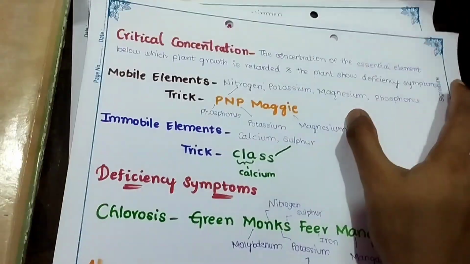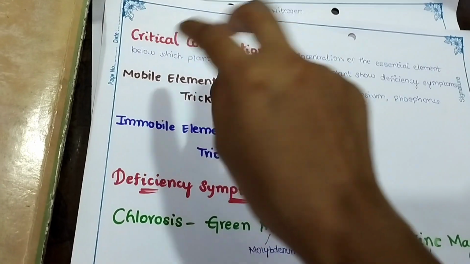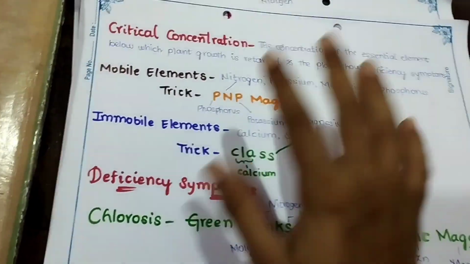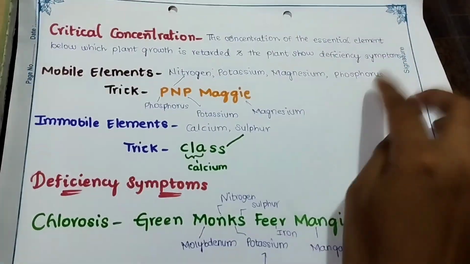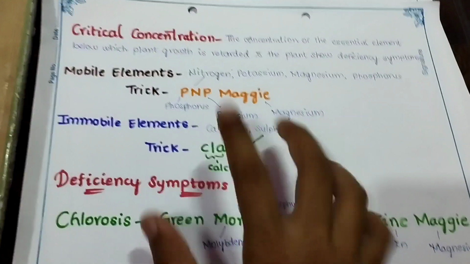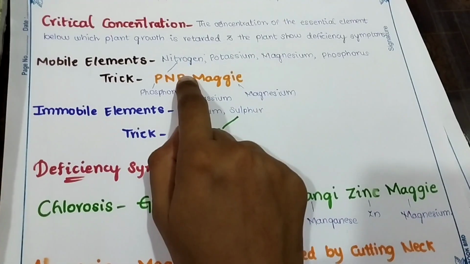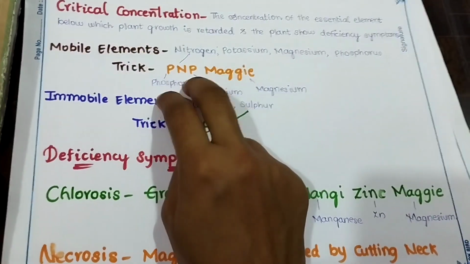Based on the mobility, the elements are classified as mobile elements and immobile elements. Mobile elements are the elements which are transported from senescent parts to young parts. Four examples are given in NCERT for mobile elements. Those are nitrogen, potassium, magnesium and phosphorus. Trick to remember, these elements are PNP Maggie. You'll come across PNP diode in class 12 physics semiconductor chapter. So you remember PNP Maggie.